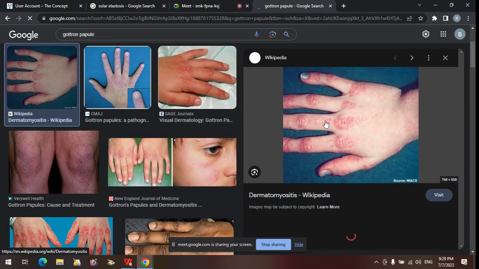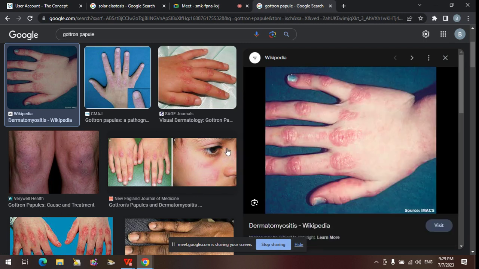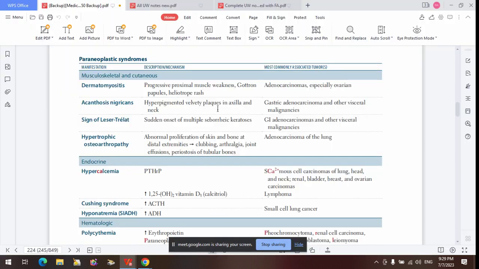Okay. So this is the Gottron papules. You can see these reddish papules on the extensor surface of the fingers. That's the typical presentation in dermatomyositis. Then they have heliotrope rash. Heliotrope rash is a rash that happens on the face, the sun-exposed area of the body, particularly surrounding the eyelids. Once you have that rash on the face, and these Gottron papules at the extensors, particularly at the knuckles, you combine that with the proximal weakness, that is dermatomyositis. And it's a paraneoplastic manifestation of someone that has adenocarcinoma, particularly from the ovary.